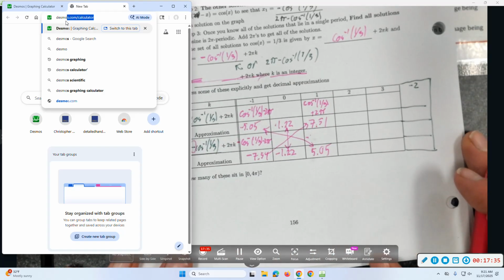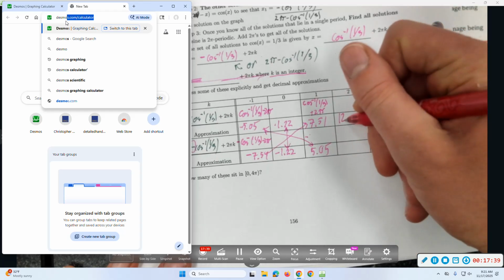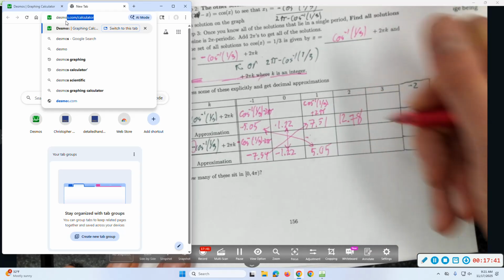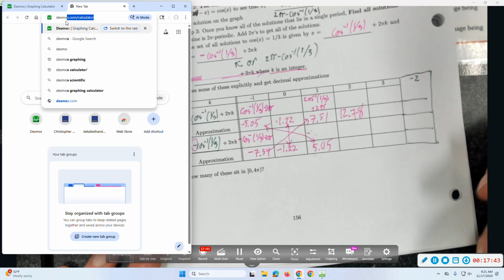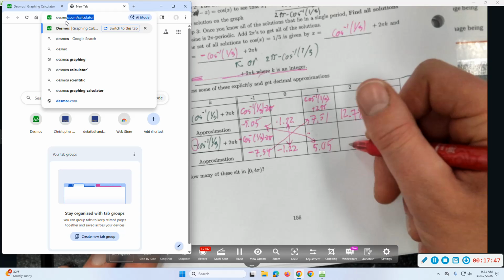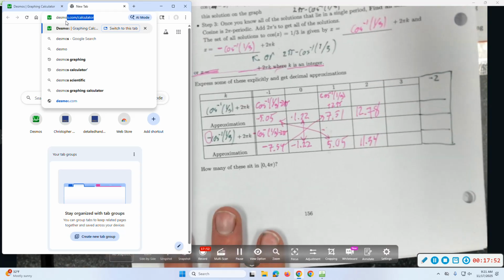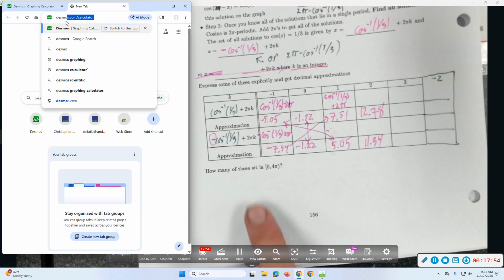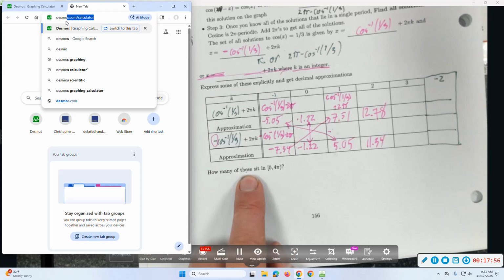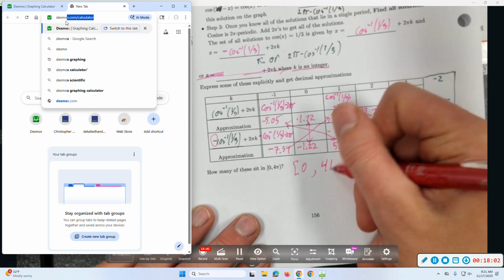K equals 2. 12.7. And negative inverse cosine plus 2 pi times 2. 11.34. Cool. And let's see. This is the question I'm walking towards. Let's just try to look at this count and see how many of these things are in between 0 and 4 pi.